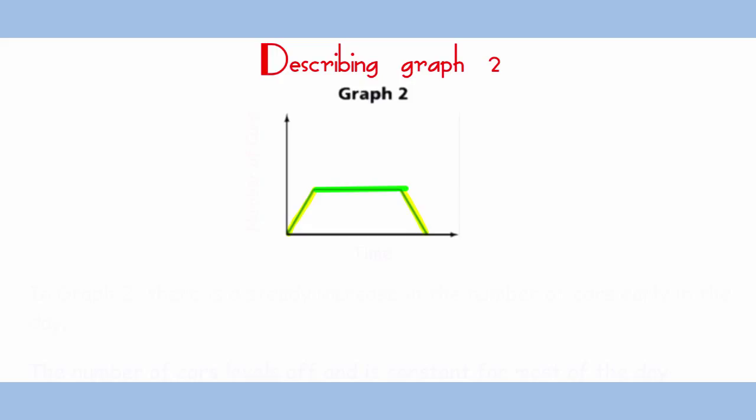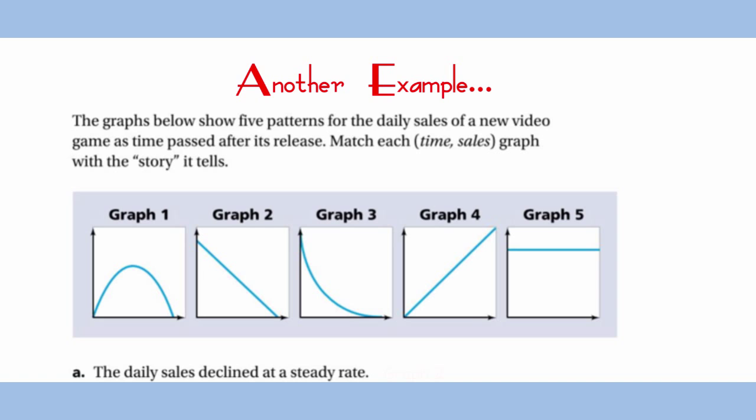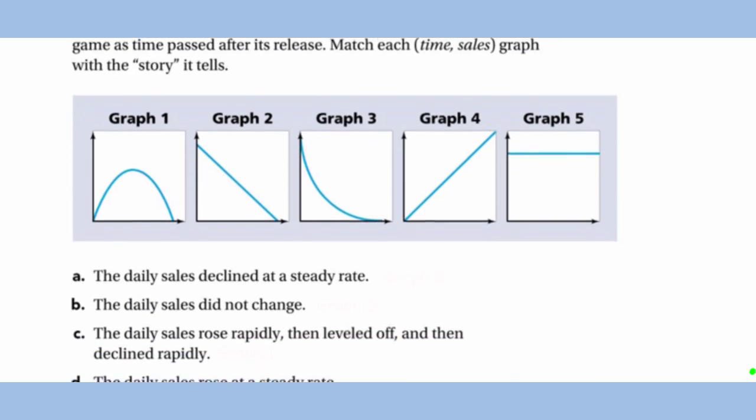So since this is the graph that we think makes more sense, we would label the bottom as the time and the side as the number of cars in the parking lot. Now let's check out some examples to see if this makes sense to you.